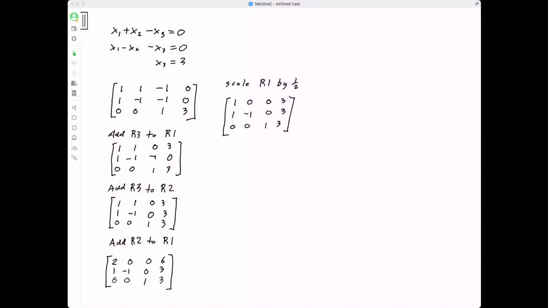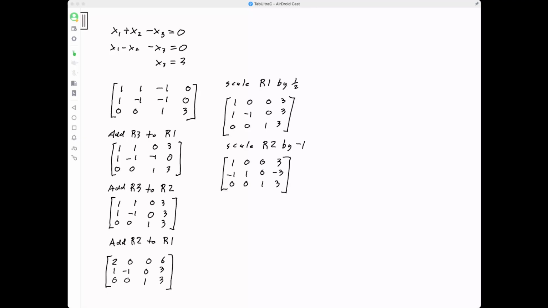Then let's scale row 2 by negative 1. That's going to give me 1, 0, 0, 3 for the first row, untouched. The second row, I'm scaling by negative 1, so I'm multiplying everything by negative 1 to get me negative 1, 1, 0, negative 3. And the third row stays untouched.